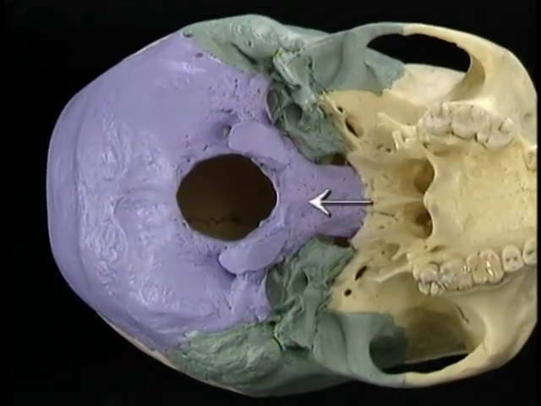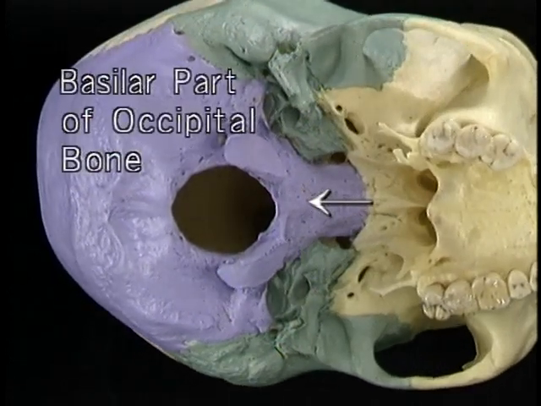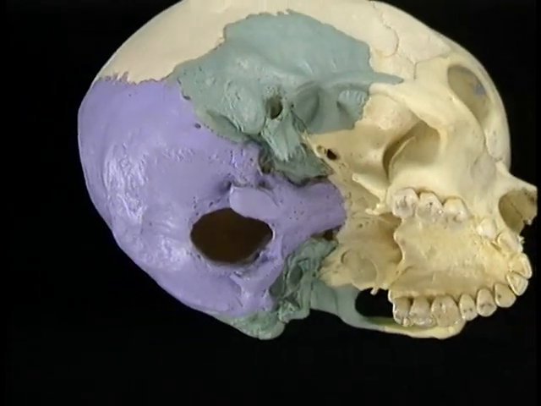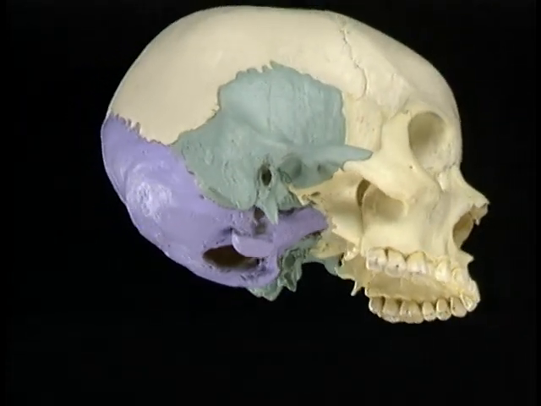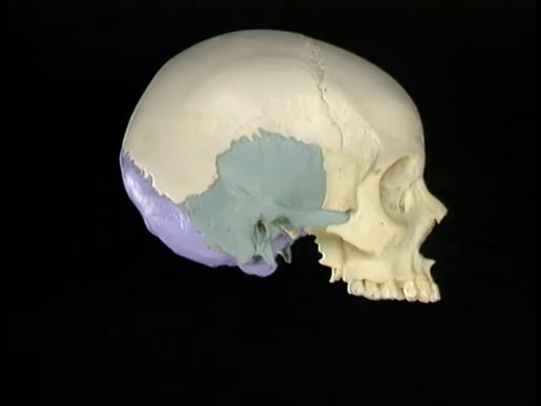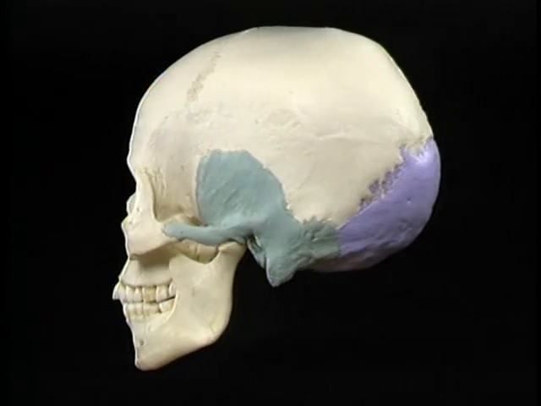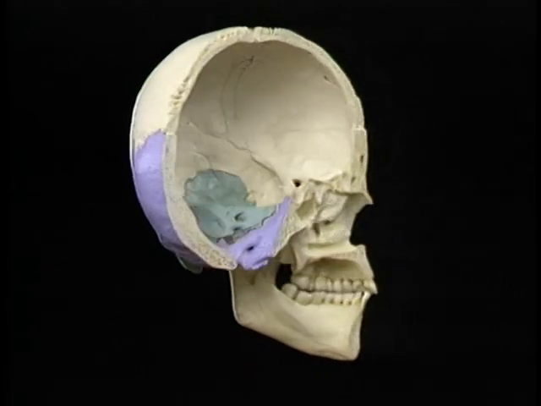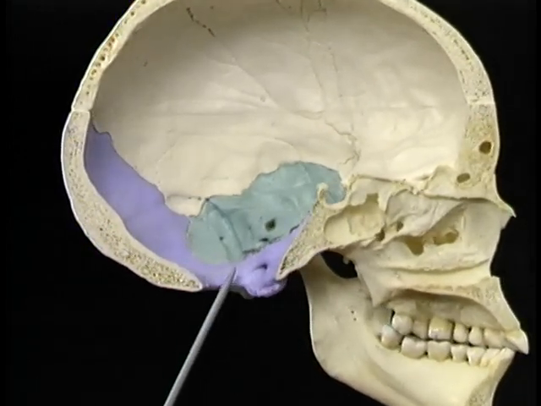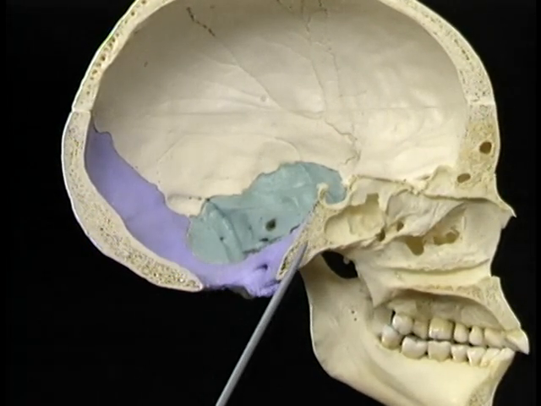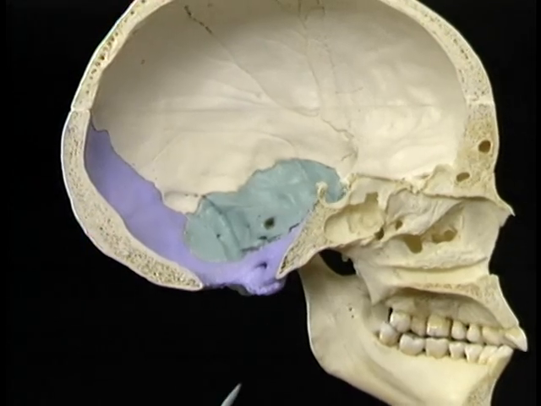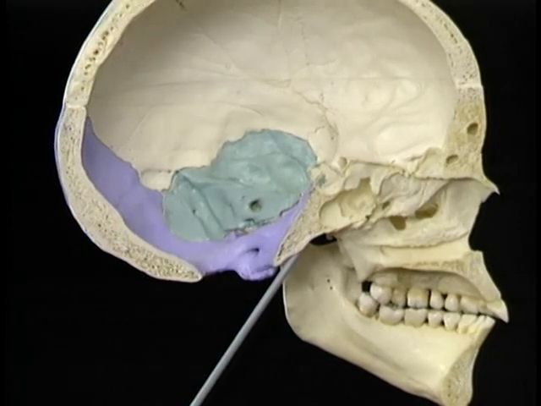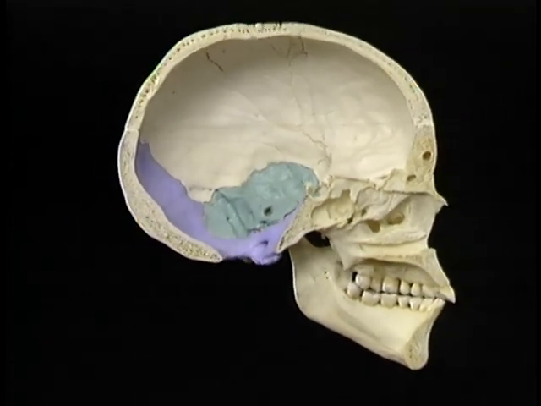The part of the occipital bone in front of the foramen magnum is called the basilar part, often referred to as the base of the occiput. The two temporal bones converge on it from each side. We'll look at them in a minute. Let's look at the occipital bone on the inside in a skull that's been divided in the midline. Here's the foramen magnum. Here's the basilar part of the occipital bone. It slopes forwards and upwards, more steeply on the inside than on the underside, since it's triangular in sagittal section.